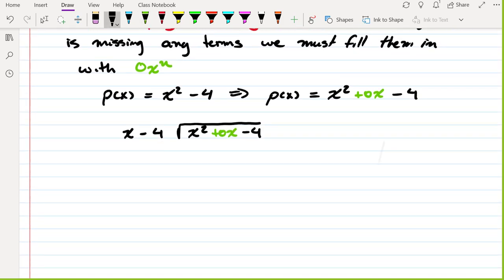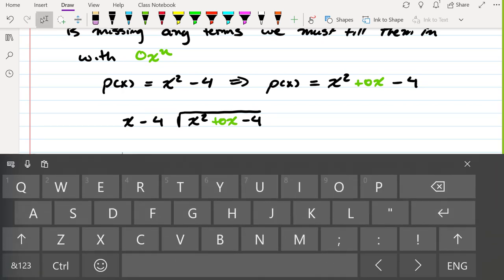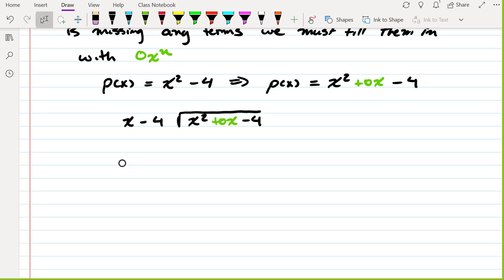And we start by trying to divide x into x squared. So the easier question to ask yourself is, what times x is going to give me x squared? So x times x gives me x squared. So I put my x up here, and then I go x times x is x squared, and x times negative 4 is negative 4x. Then the next thing I would do is I need to subtract.